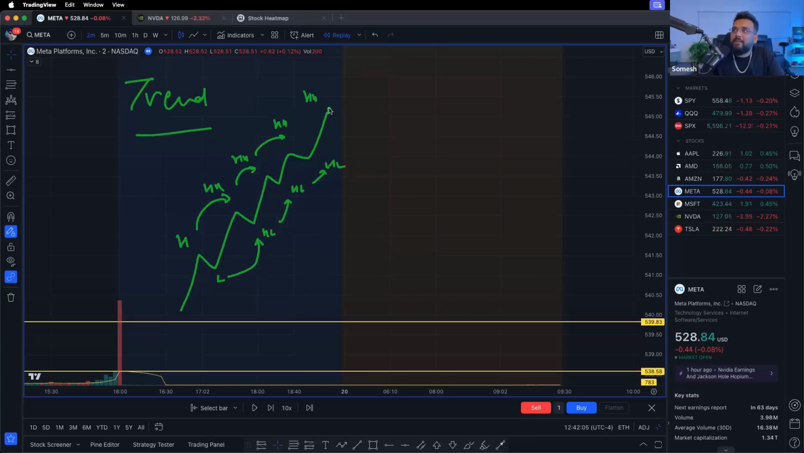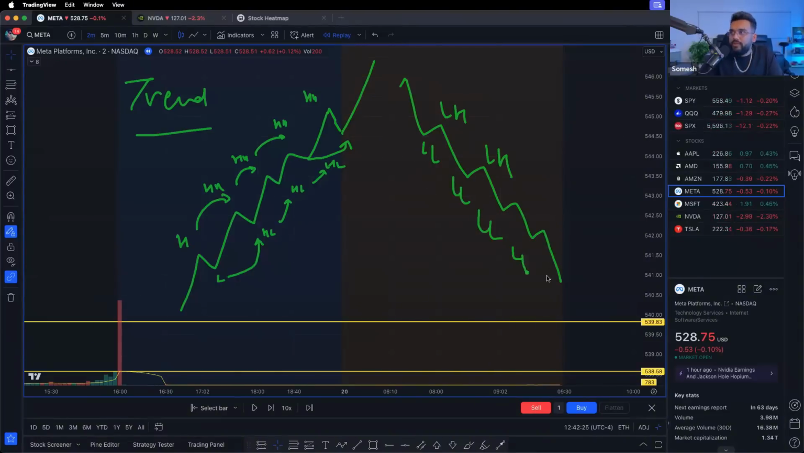So when we start making a pullback here, what you basically want to do is see where the price can make a higher low, because the trend is up. Okay, that's the definition of a trend towards the upside. And the downside trend is like this, where we are making lower highs and lower lows. All right, that's the definition of a trend.